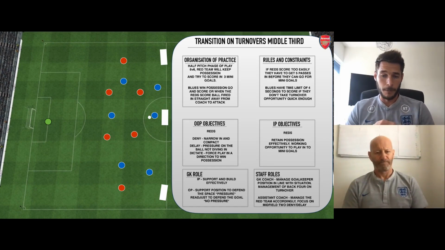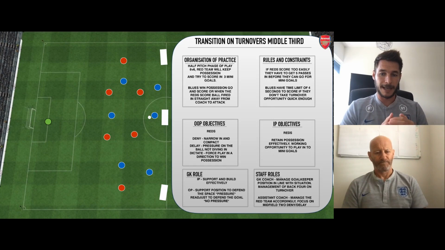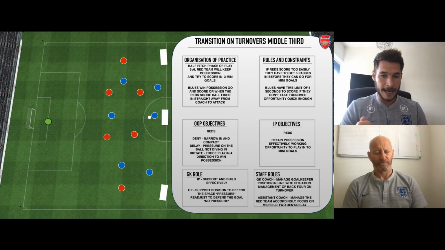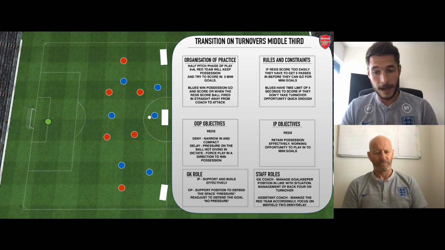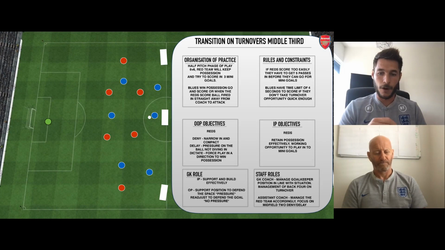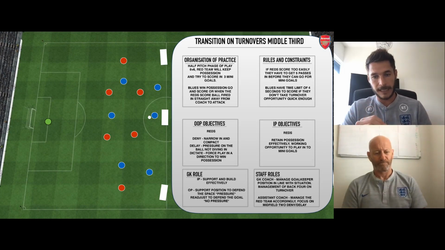However, we're going to put more stress on the goalkeeping coach to manage that back 4 on a turnover. So he's going to be really focusing, yes, on the goalkeeper's position, but he now needs to be giving detail across to the back 4 about that deny, narrowing and compacting. That's what we need to be looking at, and we can concentrate with our goalkeeping coach. If our goalkeeping coach is doing that, our assistant coach can manage the red team accordingly, but he can focus and give loads of detail now on the midfield 2 about denying and delaying.